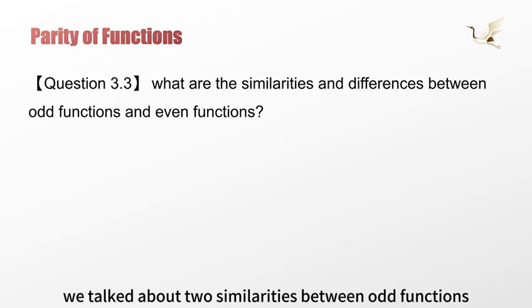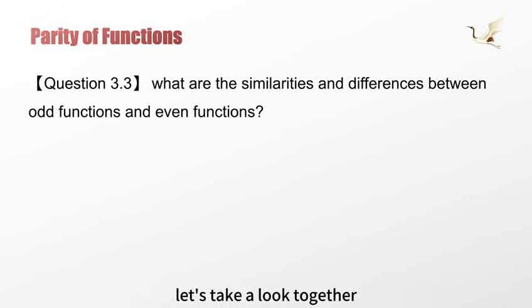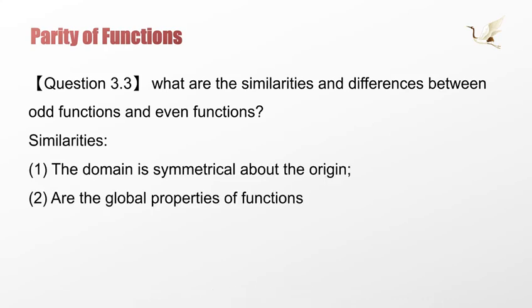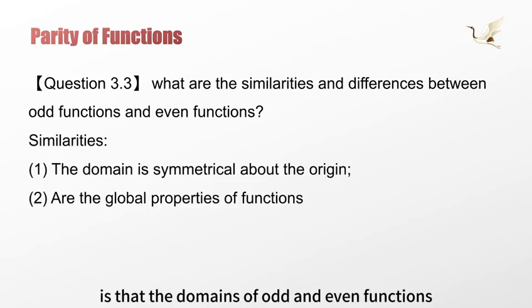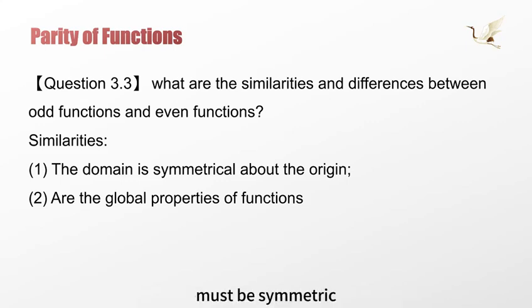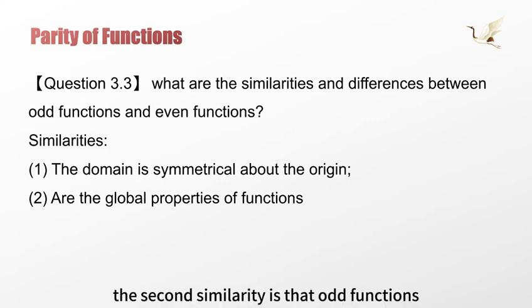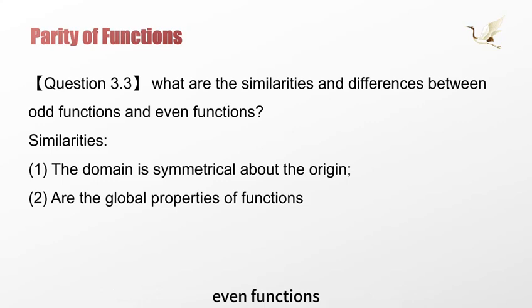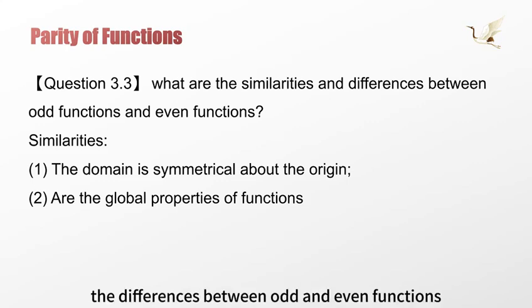Just now, we talked about two similarities between odd functions and even functions. Let's take a look together. The first similarity is that the domains of odd and even functions must be symmetric about the origin. The second similarity is that odd functions, even functions, or the parity of functions is a global property of functions. Okay, then please think about the differences between odd and even functions.